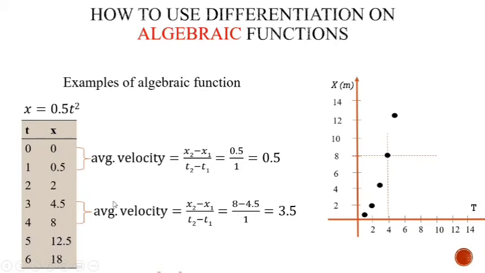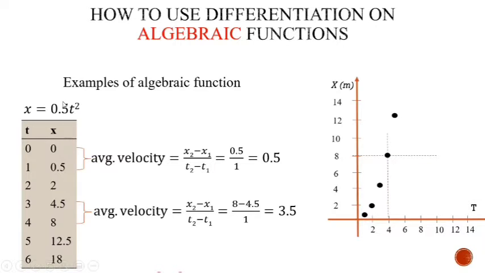Let us see this for a different case. Here we can see the change in position is 8 minus 4.5, and the change in time is again 1 second. So here the average velocity is 3.5. If you compare, you will understand that the velocity or average velocity is increasing. That means the instantaneous velocity at every point is increasing, and this is a case of accelerated motion.